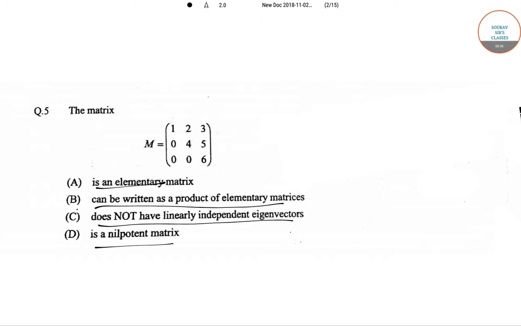Now, an elementary matrix is such that it differs from the identity matrix by one single elementary row operation. But here, one single elementary row operation would not give us an identity matrix, so it is not an elementary matrix. Option B, can it be written as a product of elementary matrices?